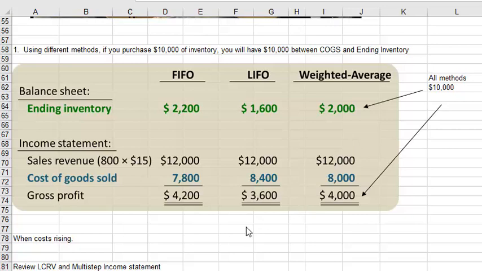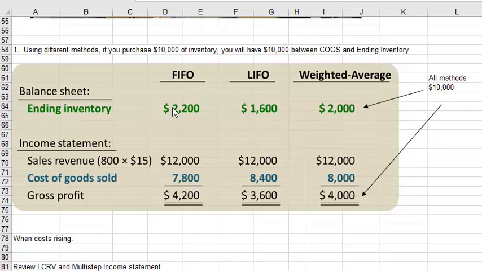Here we're taking a look at the example from the book. This is the results of the book, so please be sure to do this in the reading. I just wanted to make some comments on this. This is using different methods to account for inventory, assuming we have purchased $10,000 of inventory. I want to make sure everybody sees that you will have $10,000 between cost of goods sold and ending inventory, no matter which method you use.